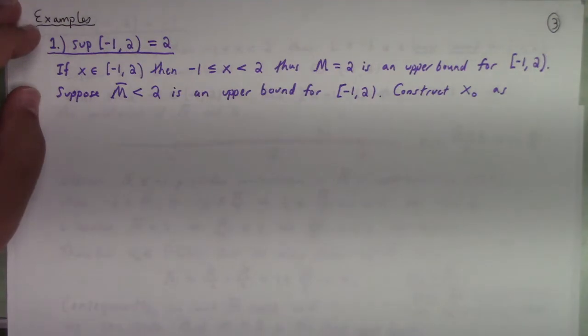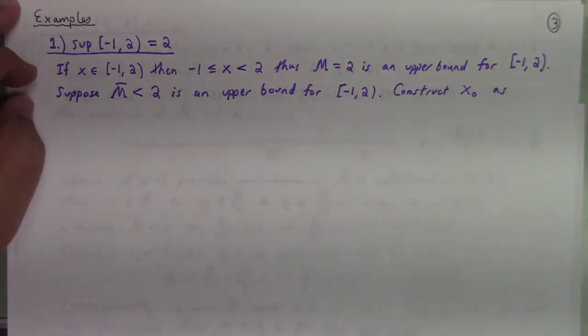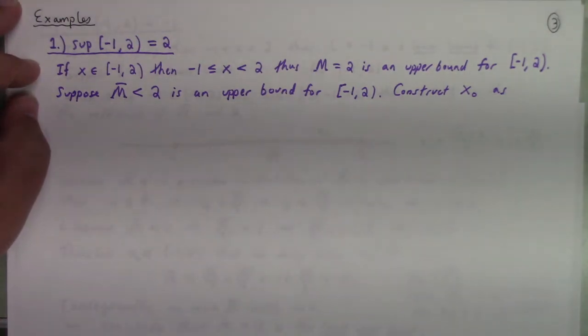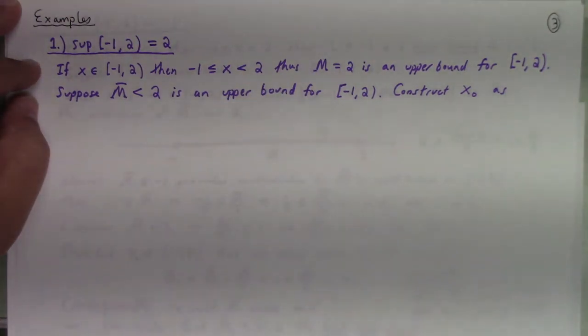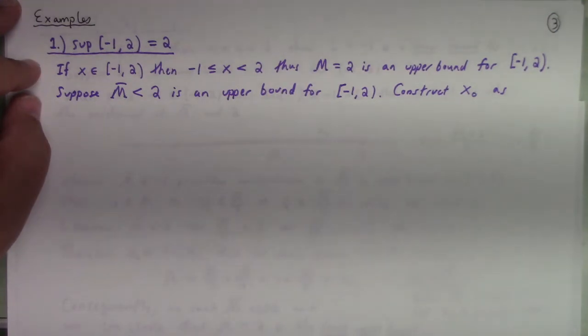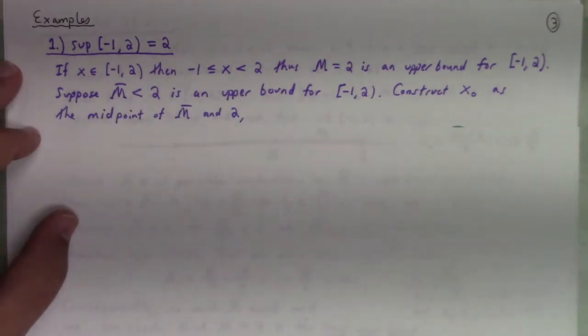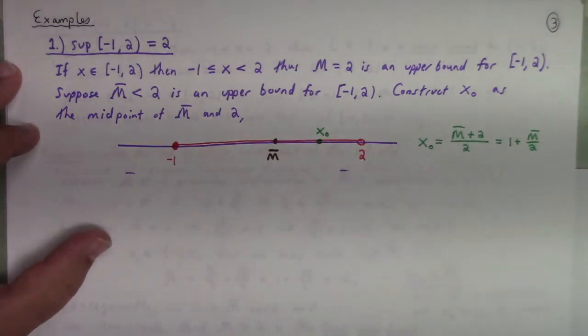We're proceeding essentially by contradiction here. We want to show that there is no such thing as an upper bound smaller than m bar, smaller than 2. All right, so here we go. What I'm going to do is construct x naught as the midpoint of m bar and 2. Here's a picture of my thinking.